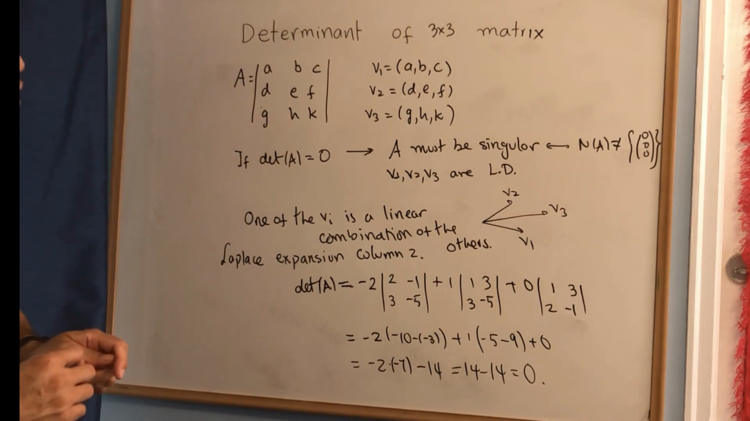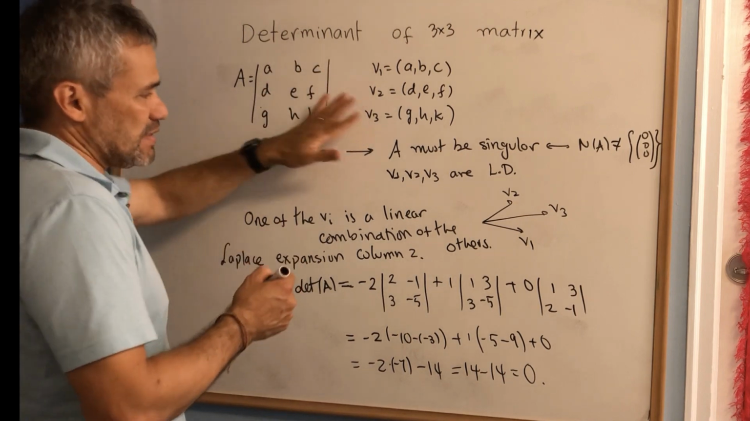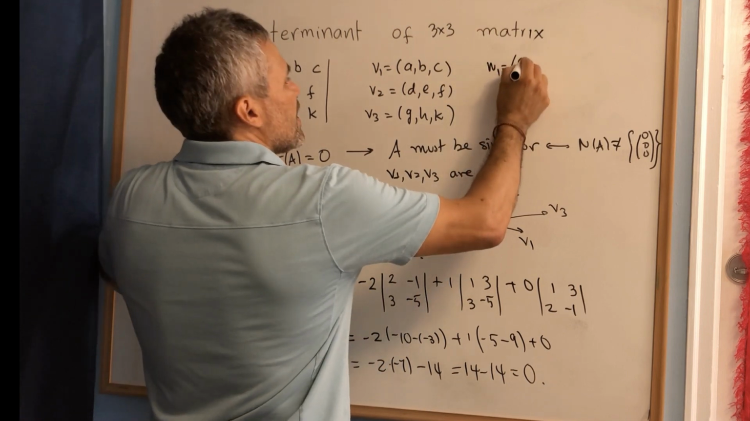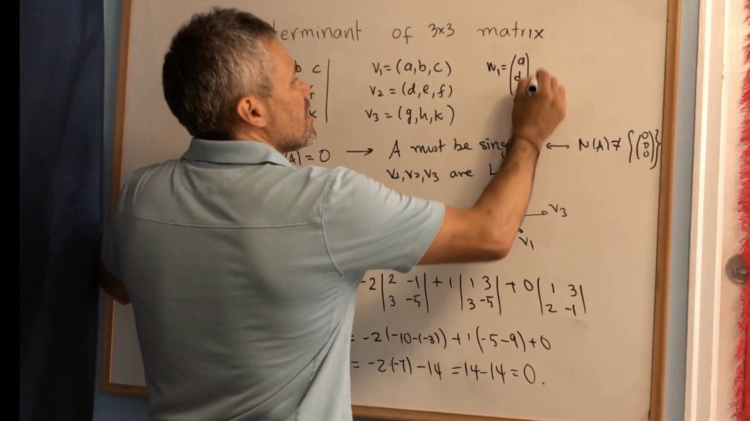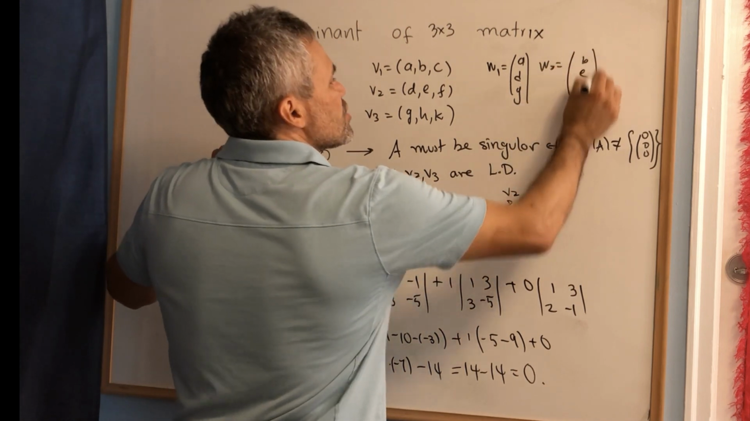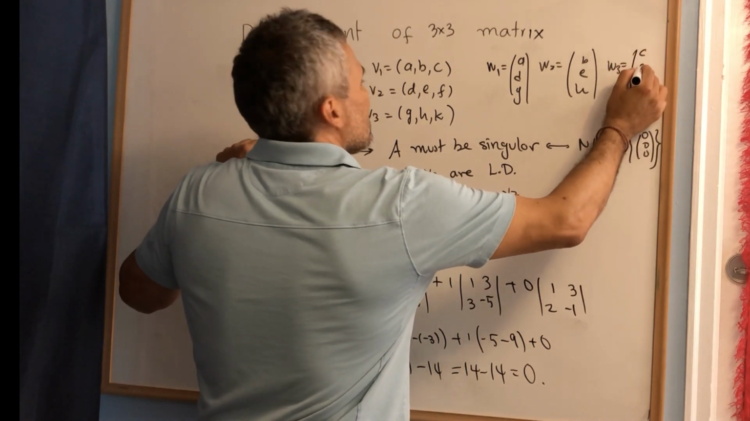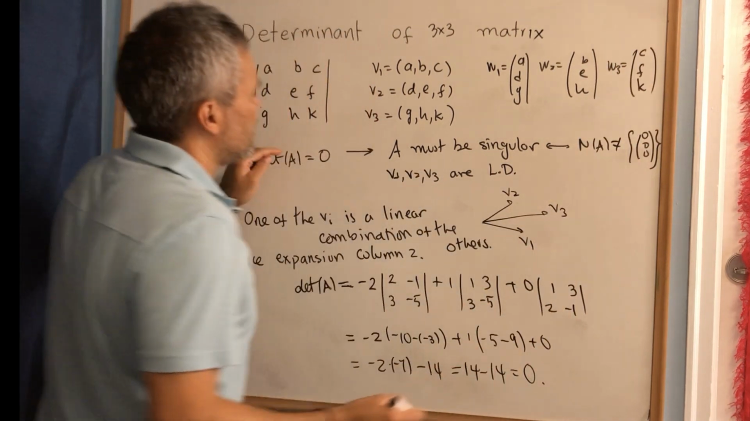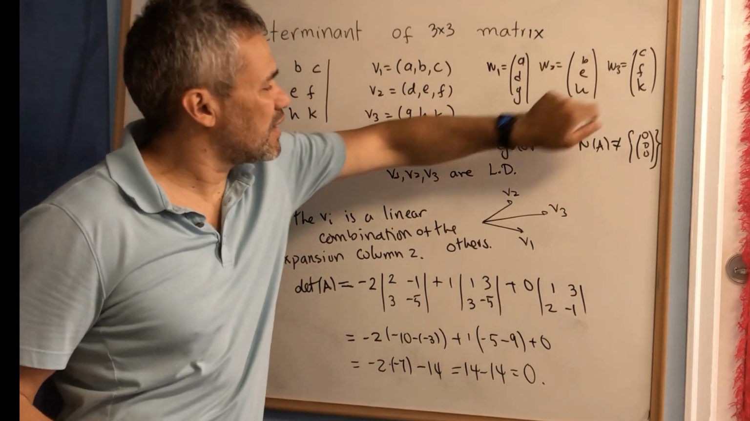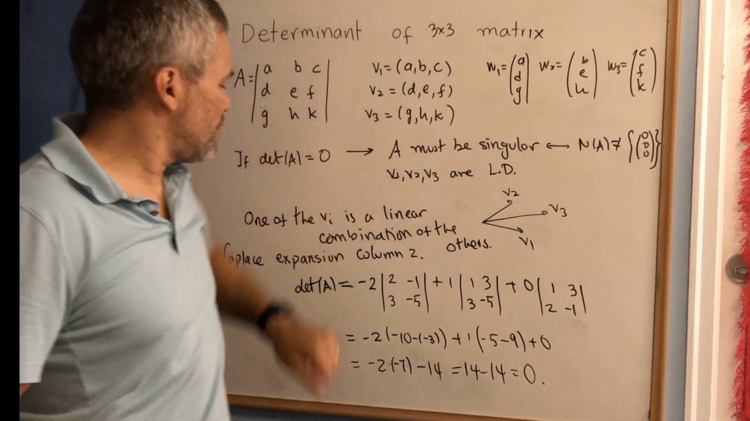We can change the rows by the columns, and the same statements would be true. If we consider W1 equal A, D, G, W2 equal B, E, H, and W3 equal to C, F, K, then if the determinant of this matrix is 0, that means that these three vectors are linearly dependent, and it means that one of these vectors is a linear combination of the other two.